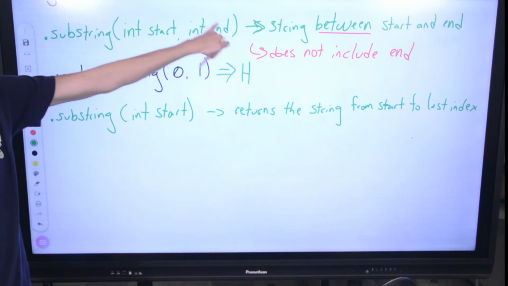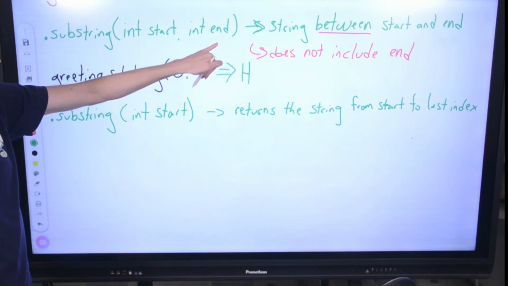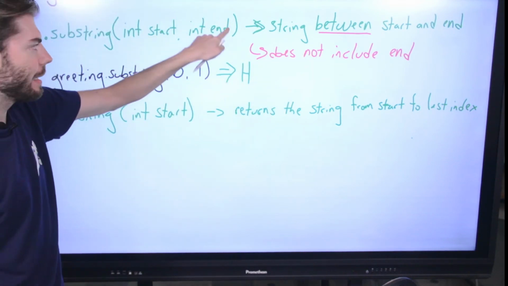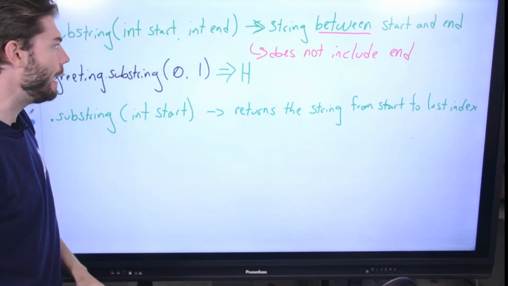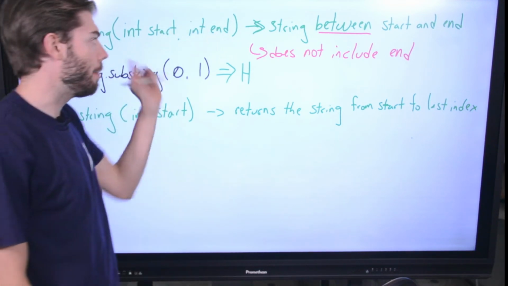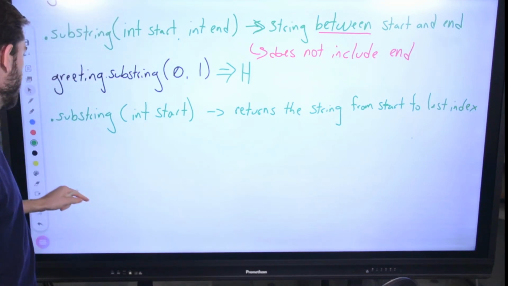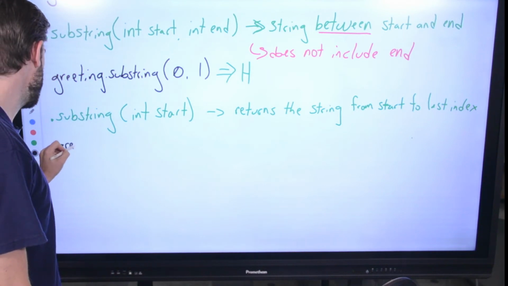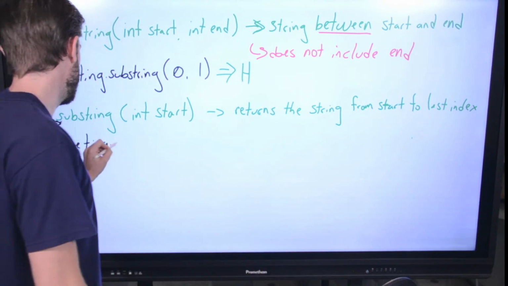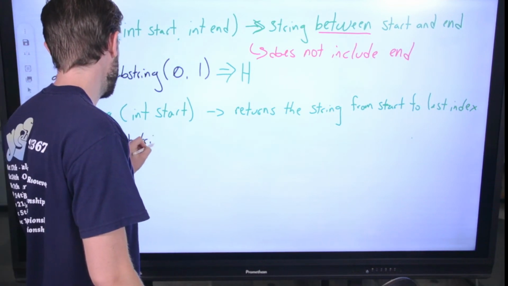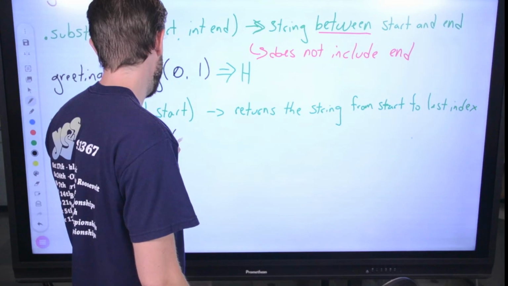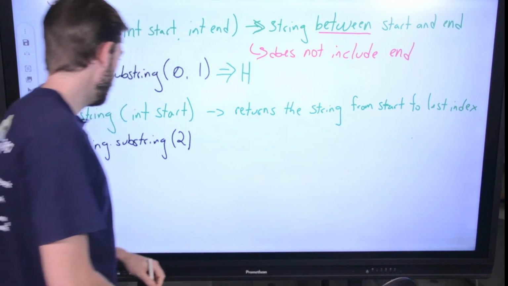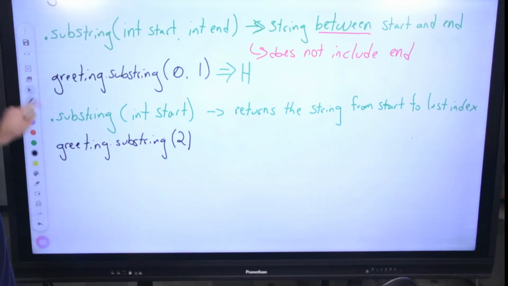And you might see why it doesn't like to give us the last value, right? Because if you put the last index number in here, or the length of the string in here, you're going to have a little problem because it's going to try to read past the end of the string. So dot substring, let's give an example. So if I say greeting dot substring of, let's say, 2. What is it going to do? It's going to go from 2 to the end, index 2 to the end.